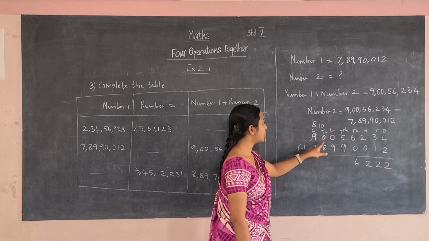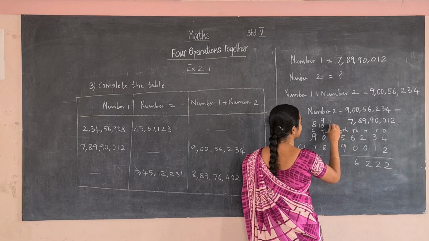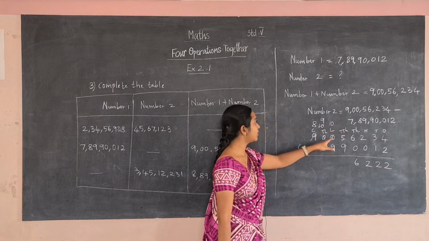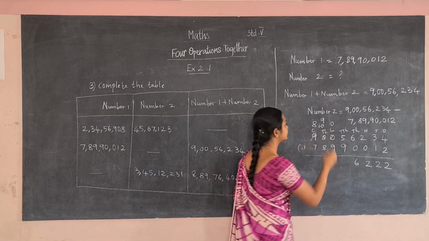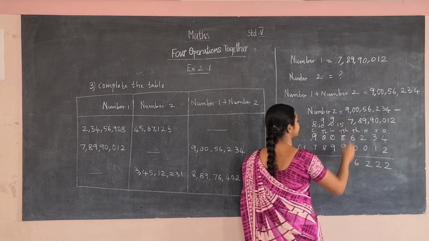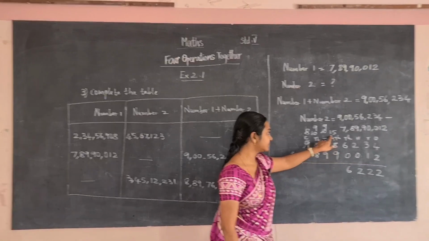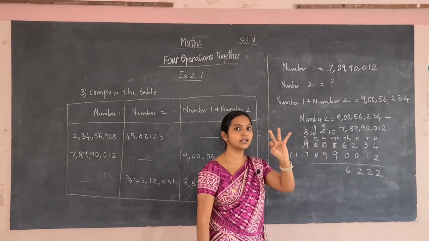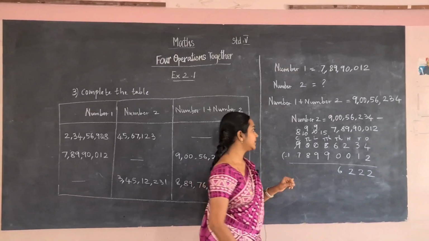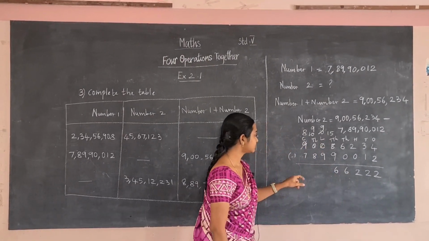Now, we are going to borrow 1 from 10. So, 10 will become 9 and 0 will become 10. Again borrow 1 from 10. So 10 will become 9 and 5 will become 15. Now count from 9 until you reach 15. That is 10, 11, 12, 13, 14 and 15. So the answer is 6.